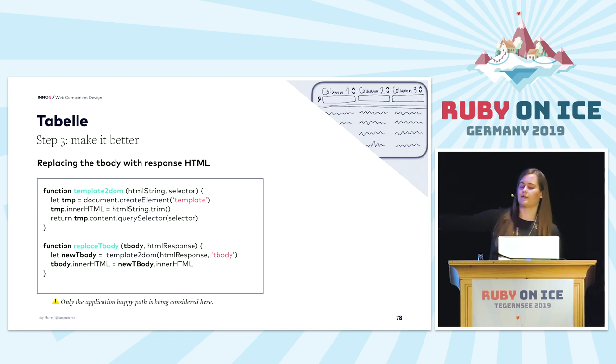We can define a function templateToDOM, which will take an HTML string and put it within a template element in our document. The template element is one of the four web component specifications, which just gives us an area where we can put any HTML code that will not interact or mess with our web application. You don't see it. So we can use this functionality to turn the HTML string into an HTML element, in essence. Then we call that function to extract the tbody element from the HTML response that we got from the server. And then we can replace our tbody with the new tbody from the server.